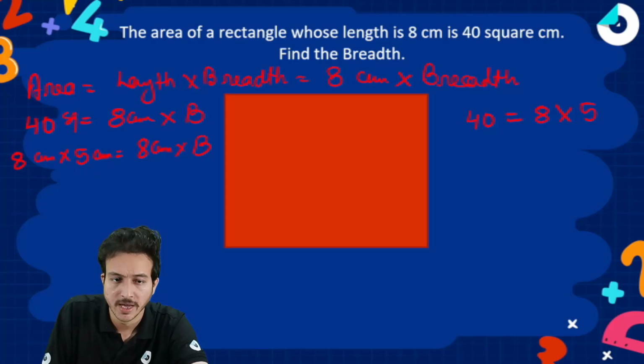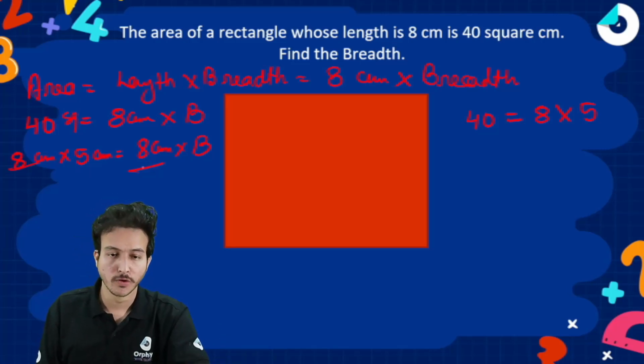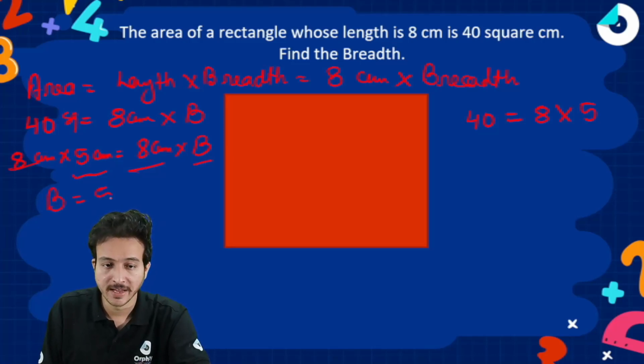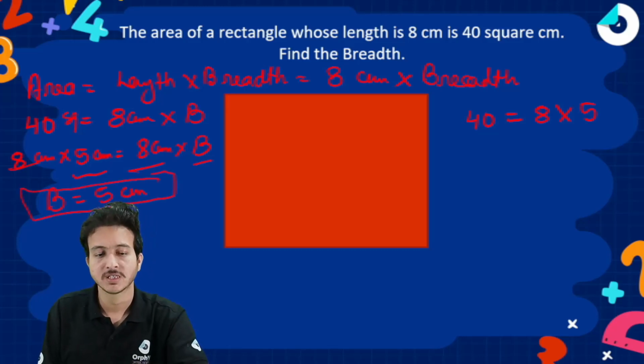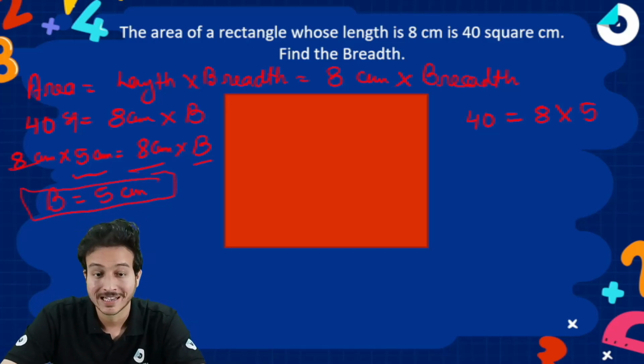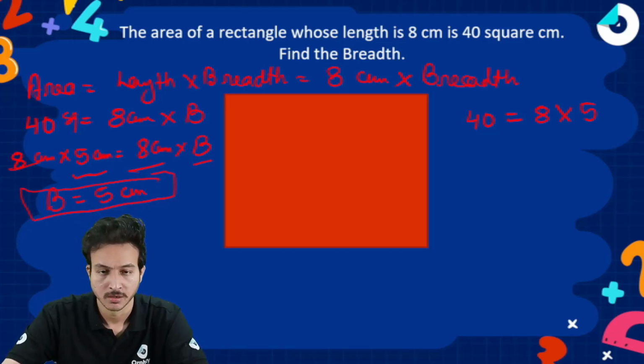Now you can see 8 centimeter is the same on both sides, so 8 centimeter is common. If you compare these two equations, they are equal only and only when this breadth is equal to 5 centimeter. So you will compare these two and get to know that the breadth of this rectangle is 5 centimeter.